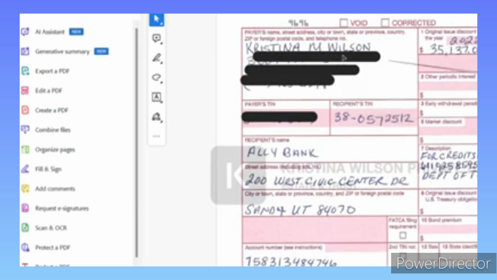Okay, but Ally can't go into that account. They could not balance it. They can't set it off. They can't deduct anything from it. They cannot do anything with that account.